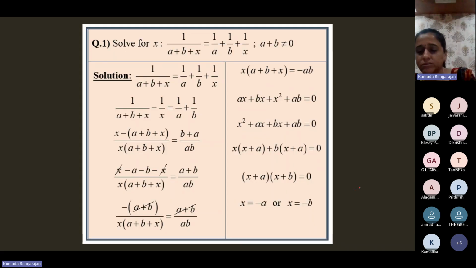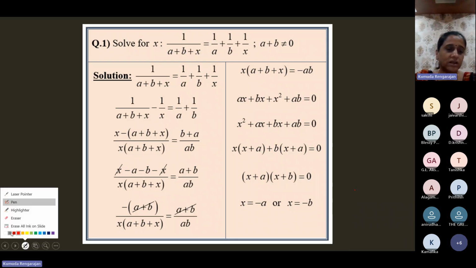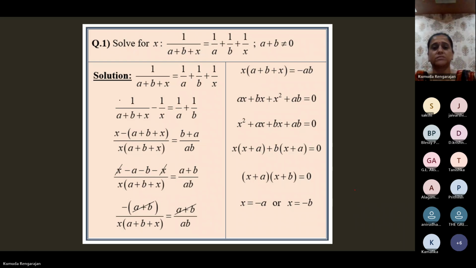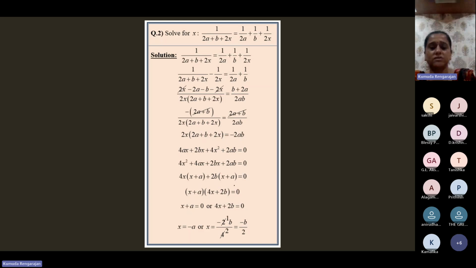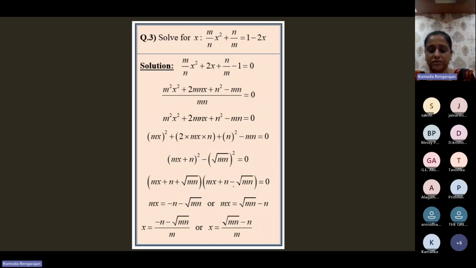So these are some standard questions from the chapter quadratic equations. If this question is asked, it will be exactly like this with no variation. If it is asked, it will be asked in the same way, no changes. This presentation is all about standard questions where we have to solve for x.